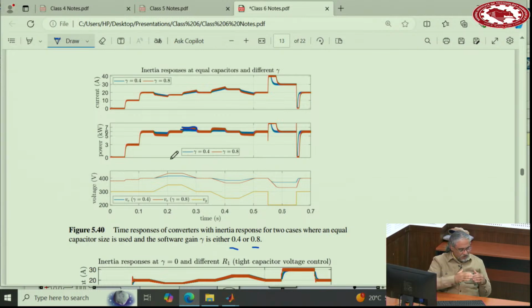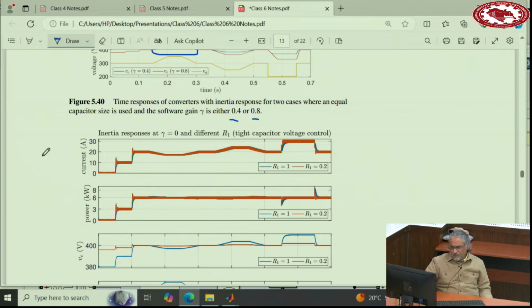But basically, just keep in mind that if you increase this factor, you are allowing the capacitor voltage to change more. If you look at this voltage here, for larger gamma, this capacitor voltage becomes larger. Changes on the capacitor voltage become larger, so you need to make sure that that level of voltage can be tolerated by your circuit.